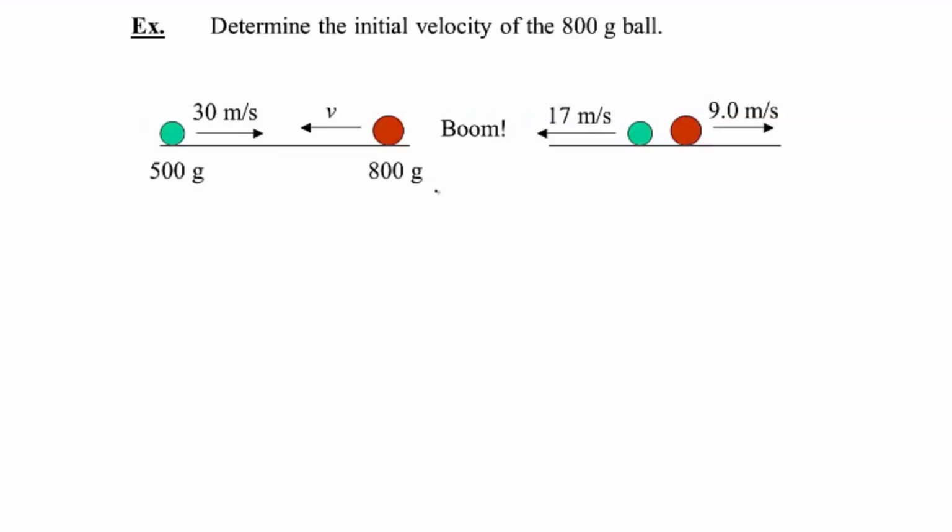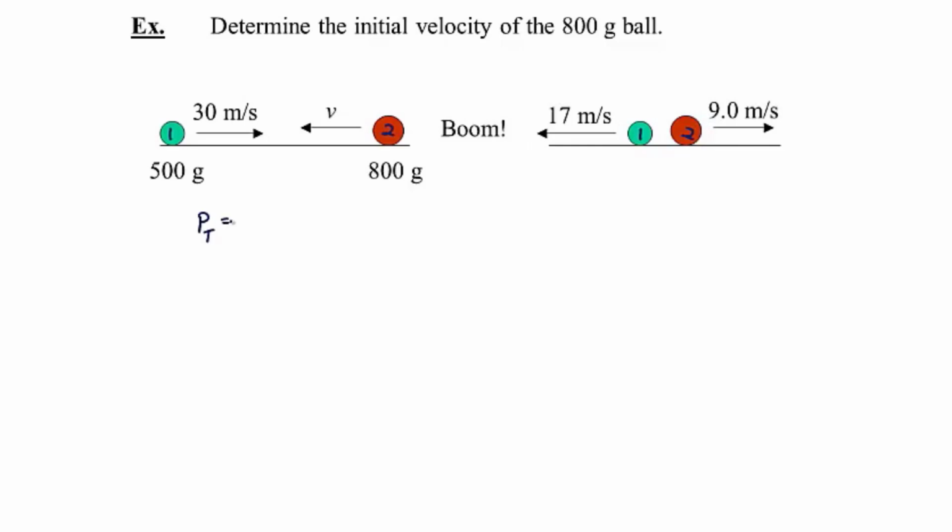So the example problem. Determine the initial velocity of the 800-gram ball. So you've got 2 balls going toward each other. One has a mass of 500 grams, the other has a mass of 800 grams. We'll call this one ball number 1, and we'll call this one ball number 2. We have the initial velocity and the final velocity for ball 1. The initial velocity is unknown for ball number 2, but we know its final velocity.